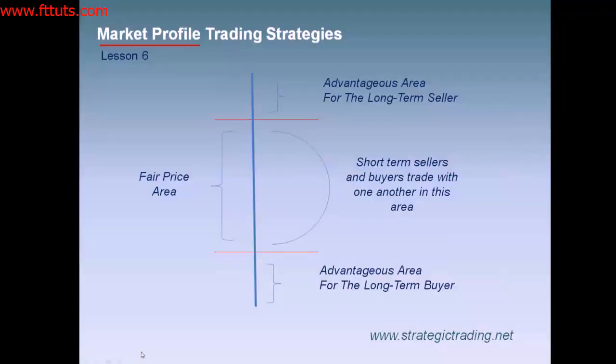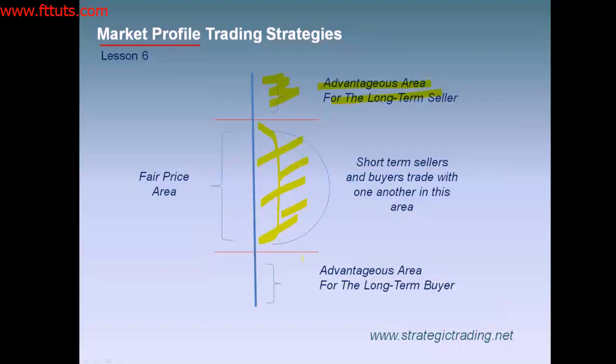All right, so to review again, when we look at the profile in general, we find that the value area will exist where there are lots of prints, lots of TPOs, and this will define for us the area of fair price. So where are we going to see these long-term traders coming into the market at advantageous areas, at the extremes, if you will? So up here, this is the advantageous area for a long-term seller. If they perceive that the price has gone far too high, now is the time for them to come in as a seller, because it's advantageous to sell at this point.